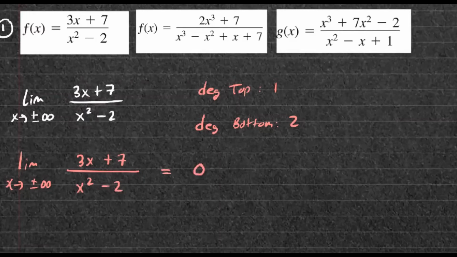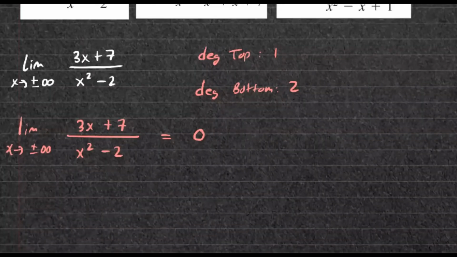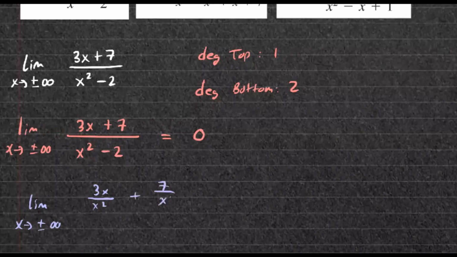Now, if you want to use the method we discussed in another video, which I'll provide the link below, you pretty much take the highest power in the denominator and divide everything by that term. So if I do that here and try to show it, I have the limit as x approaches plus and minus infinity, 3x divided by the highest power on the bottom, that's this one. So you get x squared plus 7 over x squared, over x squared over x squared minus 2 over x squared. And then we simplify.